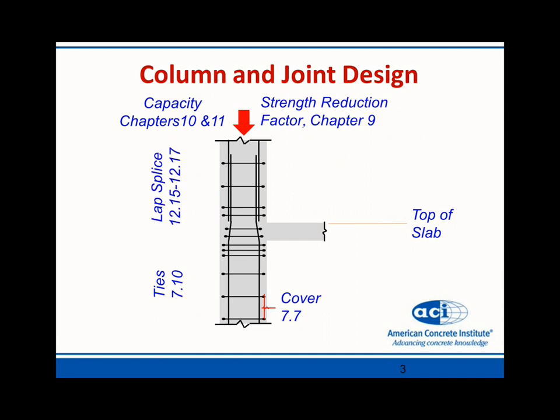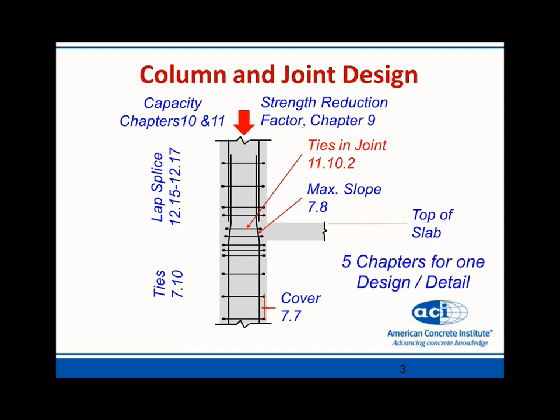For lap splices, you'd have to go to chapter 12. For the ties that are required in the joint, you'd have to go back to chapter 11. If you wanted to know the maximum slope of the vertical bars, you'd have to go again back to chapter 7. So you need 5 chapters for one design detail, and there are not easy pointers to those. There's no tabulated list that tells the designer to do all these things. You just have to know it.